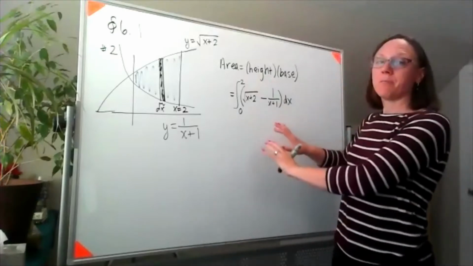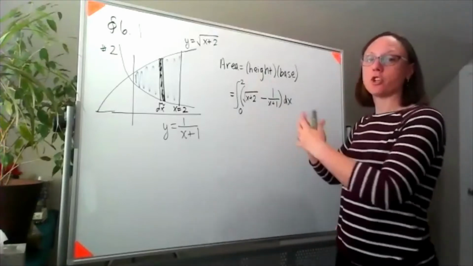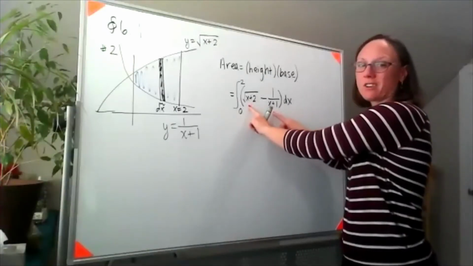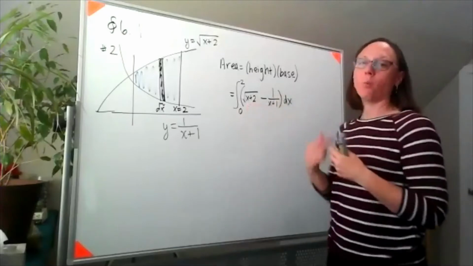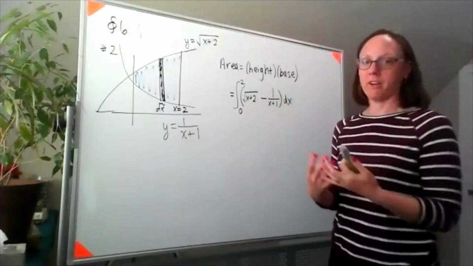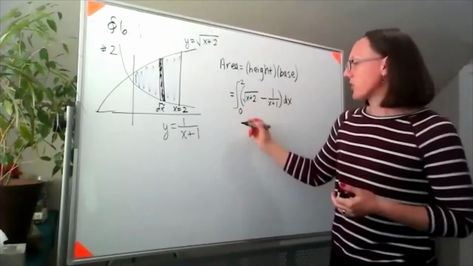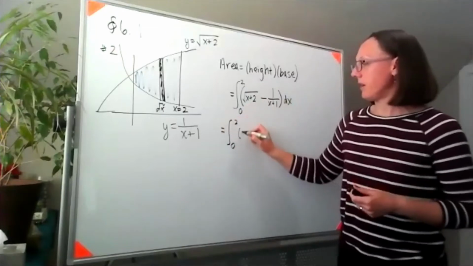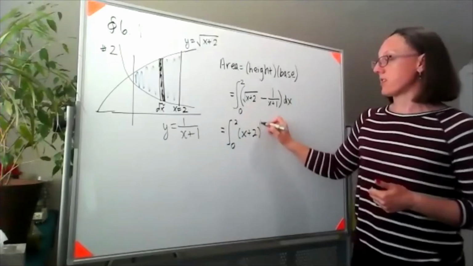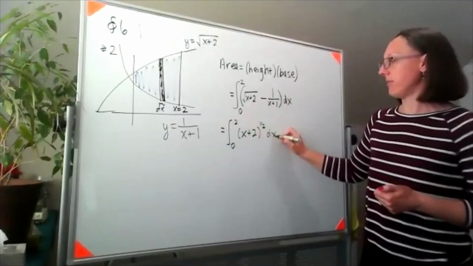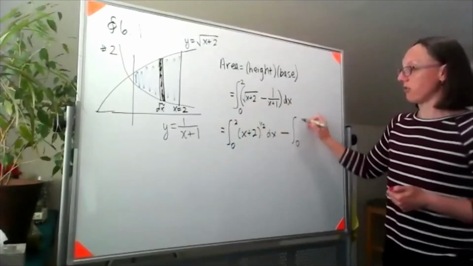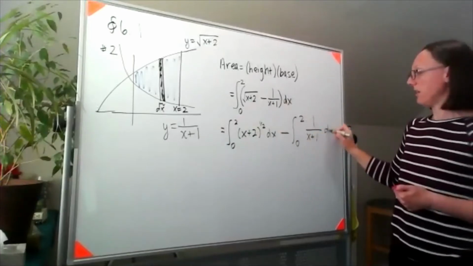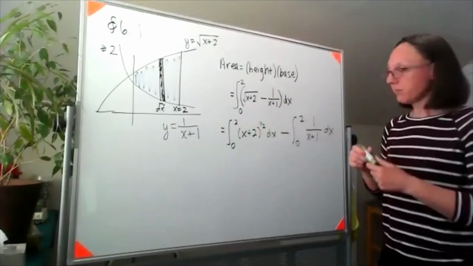Looking at this, I'm actually going to treat this as if it were two separate integrals, because these two functions aren't similar enough for me to try to find one antiderivative. I would actually break this apart to go 0 to 2, x plus 2 raised to the 1/2 power, minus the integral from 0 to 2 of 1 over x plus 1 dx.